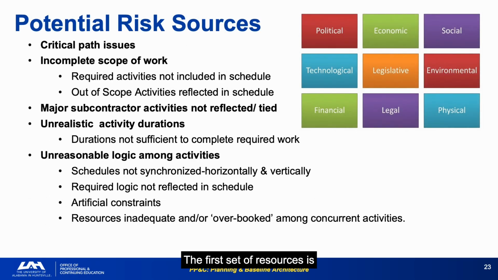The first set of risk sources is schedule-related. Incomplete scope, unrealistic durations, logic problems, synchronization failures, resource overcommitment, and artificial constraints. Critical path issues and incomplete scope of work are the top two risk sources from a scheduling perspective, and they're also the ones most directly linked to cost overruns. A schedule that doesn't capture all the scope will never be right. Required activities not included in schedule and out-of-scope activities reflected in schedule are opposite errors that both cause problems. One leads to hidden overruns, the other creates false optimism about completion.